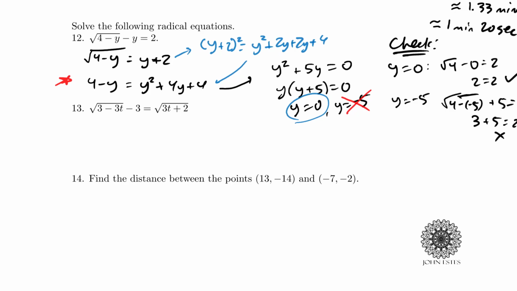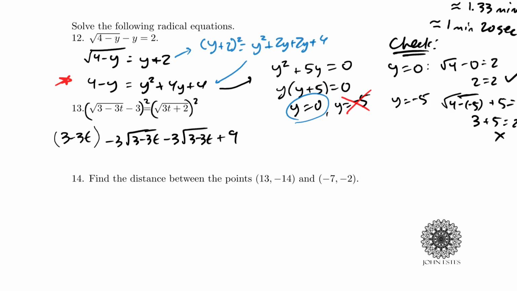And we'll do that again here in number 13. So this time I'm going to square both sides. And when I do, I'm going to actually have to FOIL the left-hand side of my equation. So when I do that, I end up with the square root of 3 minus 3t quantity squared. The outside terms, minus 3 square root of 3 minus 3t. The inside terms, which is minus 3 square root of 3 minus 3t. And then my last terms, which would be a plus 9. On the other side of my equation, I just get 3t plus 2.